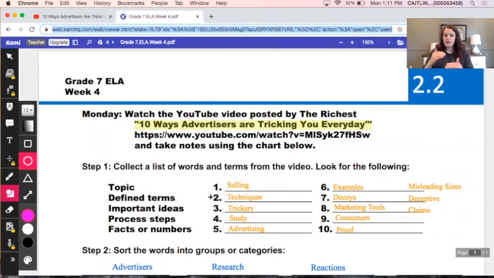So as I am seeing and hearing words over and over again, I also saw those words occur in the title. The title says 10 ways advertisers are tricking you every day. And I heard them several times in the first 30 seconds. So already right off the bat, I know that those are 2 words, advertising and tricks. Those are 2 words that are going to be very important.